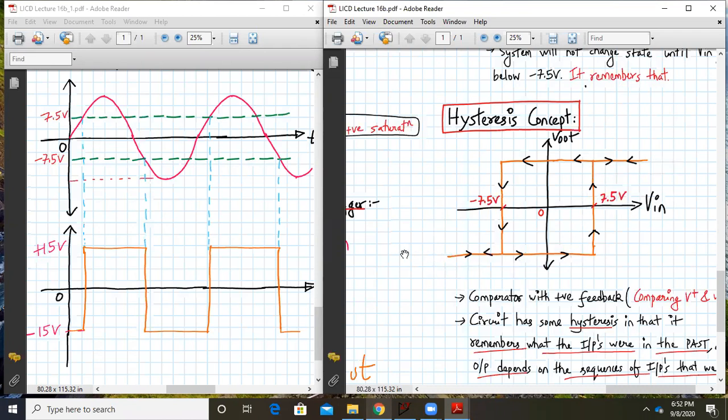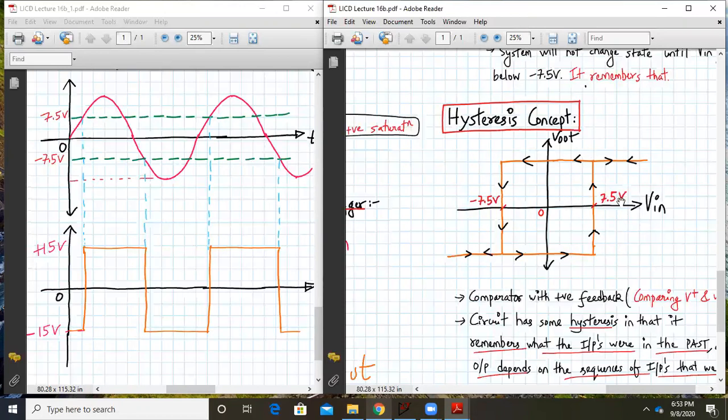So here for 7.5, the curve is going like this. You can see starting from bottom left, going up, and again going to the right hand side. And for Vin greater than 7.5, the output will remain at plus VSAT. As soon as Vin becomes less than 7.5, it will switch from plus VSAT, that is plus 15, to -15. So this curve goes from up to the left hand side, comes down, and again goes to the left hand side. That's how the hysteresis curve comes together over here.